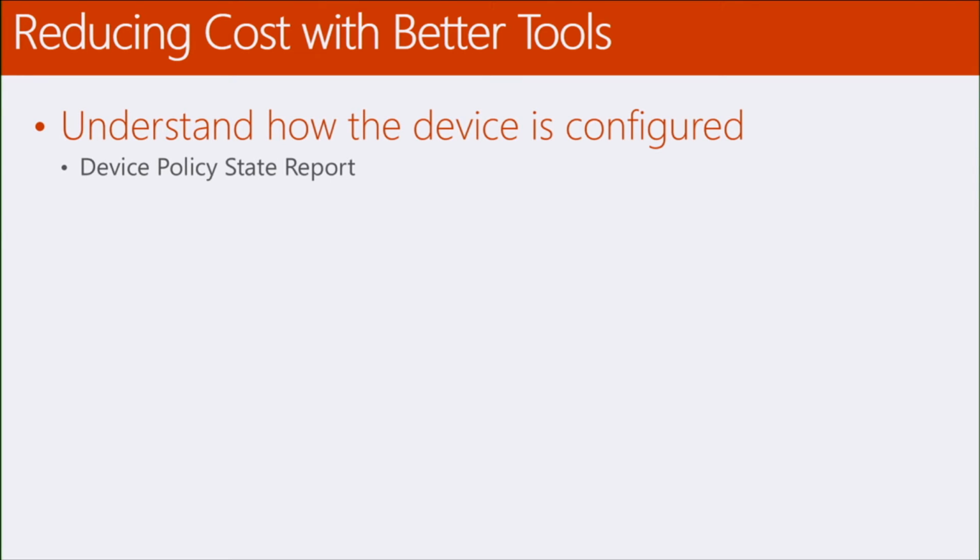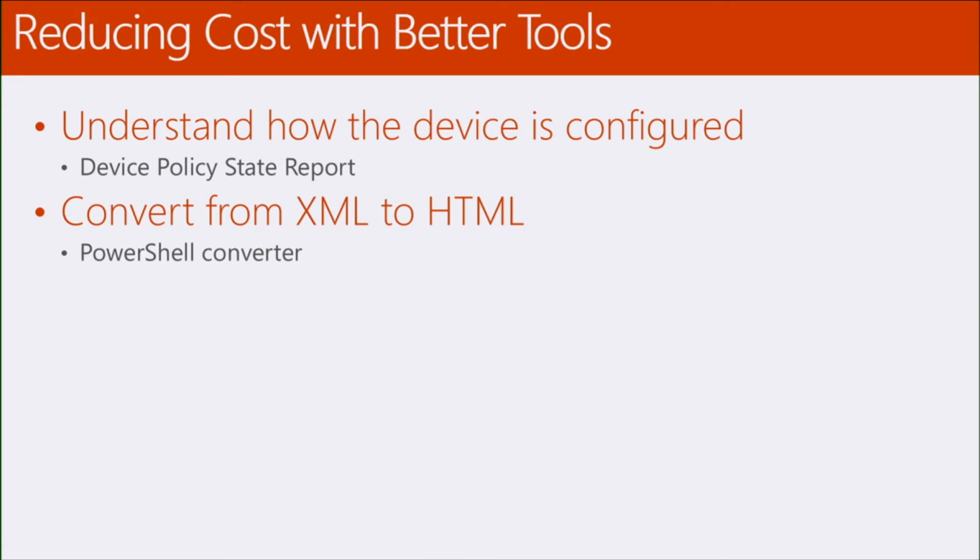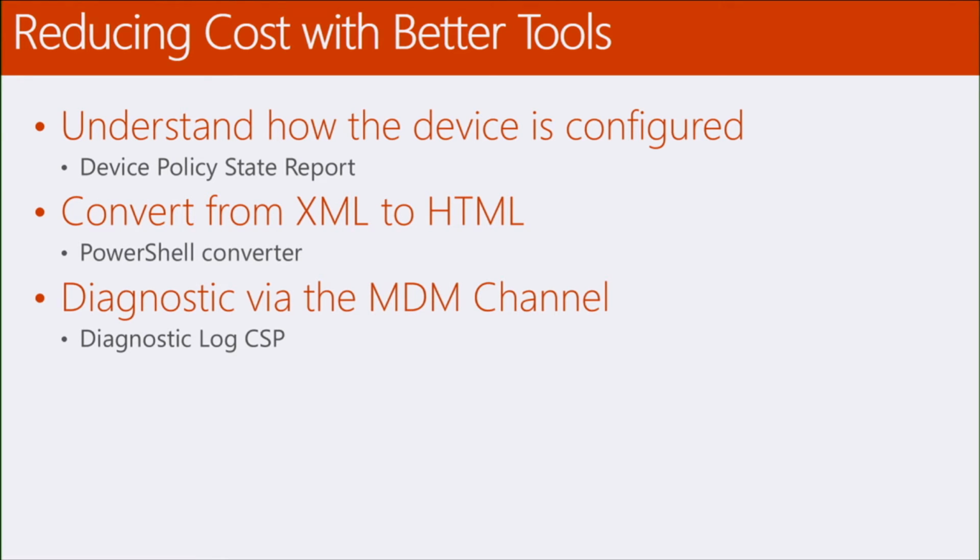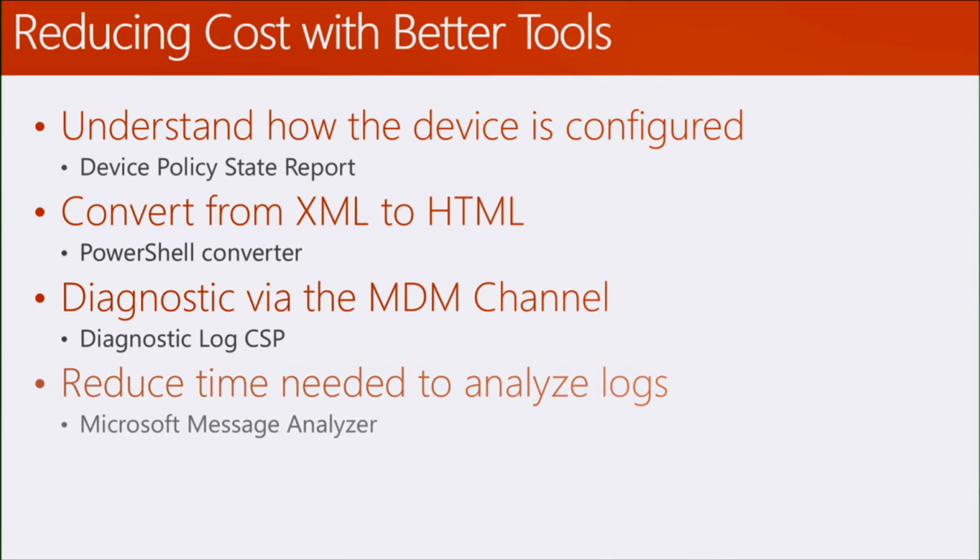So what did we see today? We started with understanding how devices are configured through your device policy state report. We showed how you can easily convert from XML to HTML using the PowerShell converter. We also showed how you can grab some of this MDM information over the diagnostic log channel, whether it's the policy state report or actually starting and stopping logs. And we showed how we're starting to leverage rich tooling, specifically Microsoft Message Analyzer, to reduce the time needed to analyze logs.